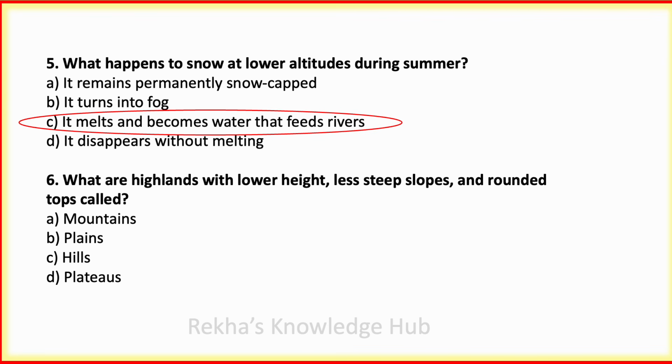The next one, what are highlands with lower height, less steep slopes and rounded tops called? Options are mountains, plains, hills, plateaus. Which is the correct answer? Hills. Hills are highlands with lower height, less steep slopes and rounded tops.